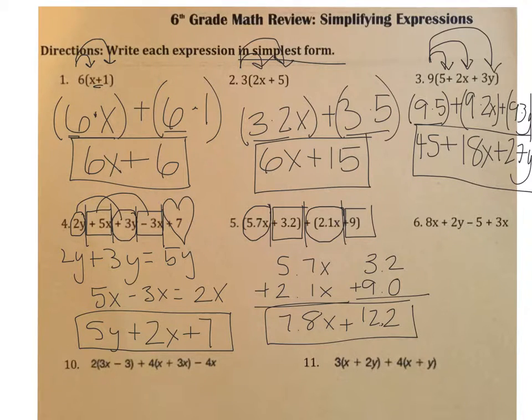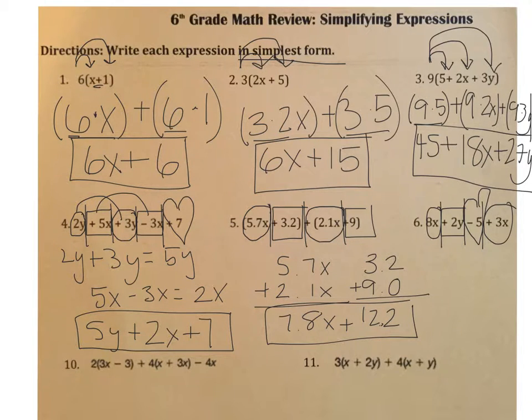All right, next one we don't have to distribute, but we're going to go ahead and simplify. So we're going to combine our like terms. Okay, so I'm going to give this 8x a circle. I'm going to give this positive 3x a circle. I'm going to give my y, positive 2y, a box, and my negative 5, which is a constant, a heart.